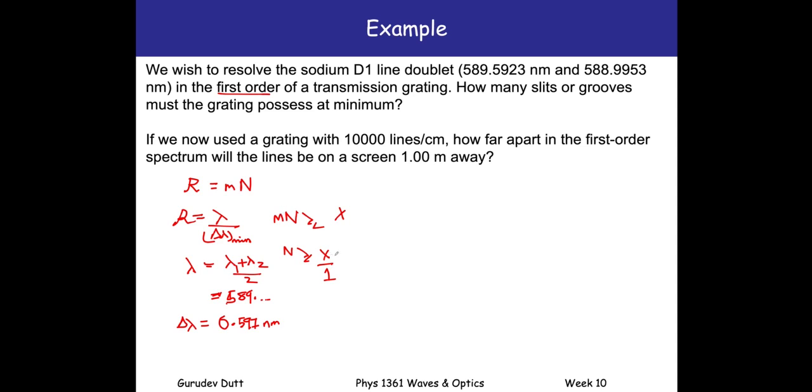So for the first order, you get a certain value, call it x in this situation, which is just the ratio of lambda to delta lambda. Then in the second order, only half that many lines will be needed.